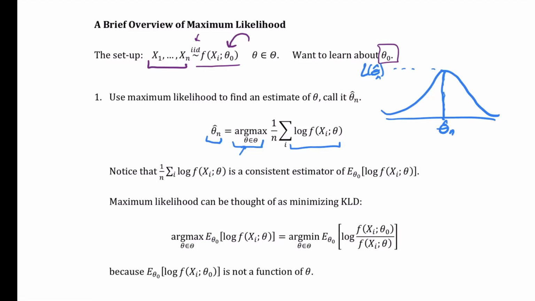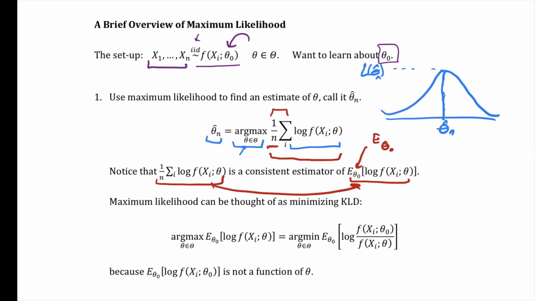Notice I've added in something here, which is this 1 over n. And I think the 1 over n is helpful. It doesn't change where the maximum occurs because I'm just scaling it by 1 over n. But we recognize this 1 over n times the sum as an average. And this last piece is going to be a consistent estimator because the log of f(x) is just another random variable with an expectation. So the average log likelihood will converge to its expected value, and of course its expected value under the true model, which is why it's the expected value under theta naught.